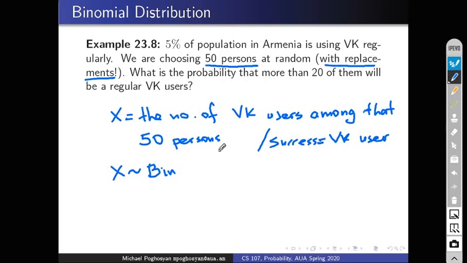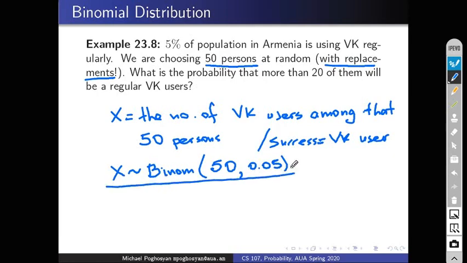And X will be binomial. We are doing 50 trials, or 50 persons we're choosing, and the probability of success, being a VK user, is 0.05. So now we know the distribution. That means we know everything to calculate probabilities concerning X.